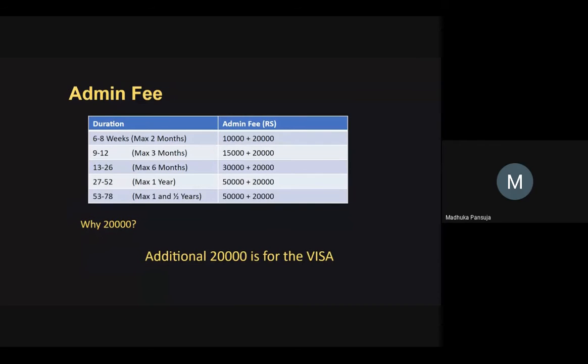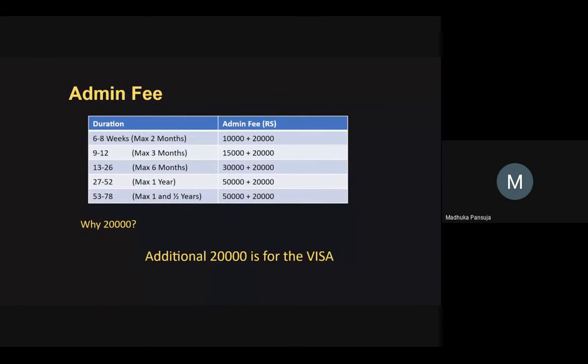And like that, the categories below are also divided in the same way: 15,000 to us and 20,000 to visa, 30,000 to us and 20,000 to visa. So this is the admin fee. This is a one-time fee that we take from the company when an EP arrives. For a single EP, we take this one-time fee from the company.